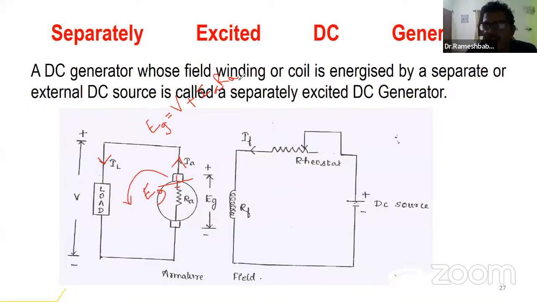I hope you understand how to write an equation. This is for separately excited. Clear? So in a similar way you can write the equation. Any doubt on this? How to write an equation?